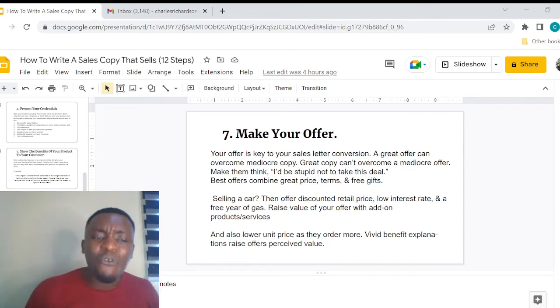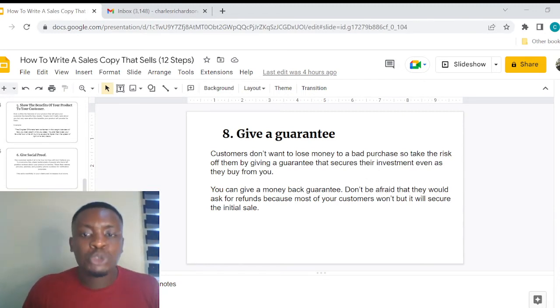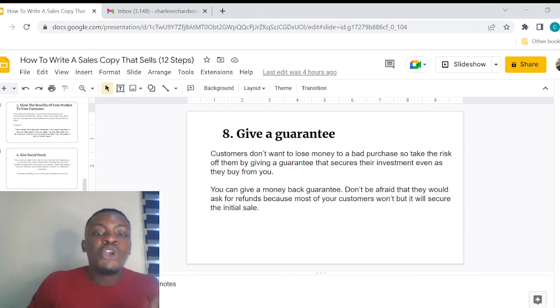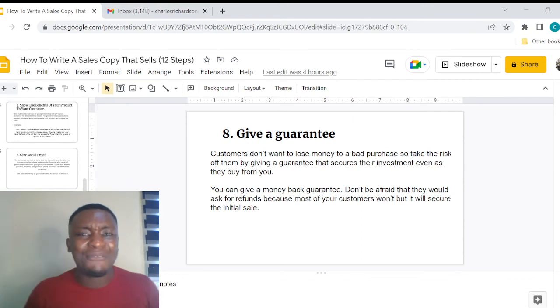Now that you have made your offer, what is the next step? Give a guarantee. Customers don't want to lose money to a bad purchase, so take the risk off them by giving a guarantee that secures their investment even as they buy from you. You can give a money back guarantee. Don't be afraid that they would ask for a refund, because most of your customers won't, but it will secure the initial sale. So when you tell your customer, I'll give you a money back guarantee, don't be afraid that people will want to come back and ask for a refund.